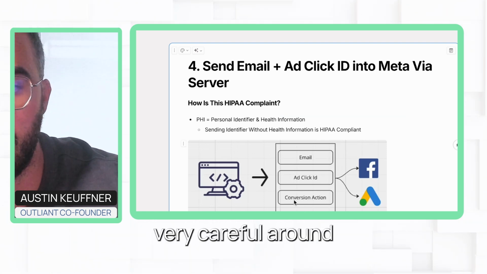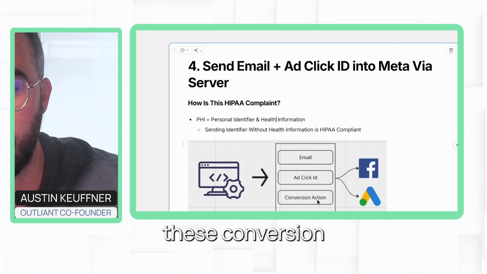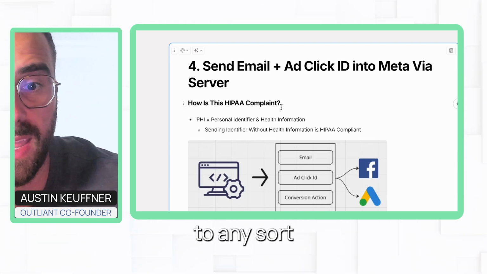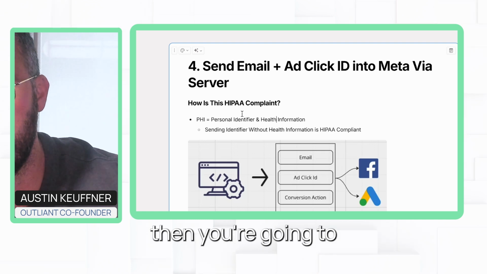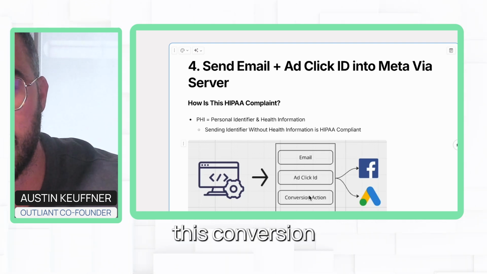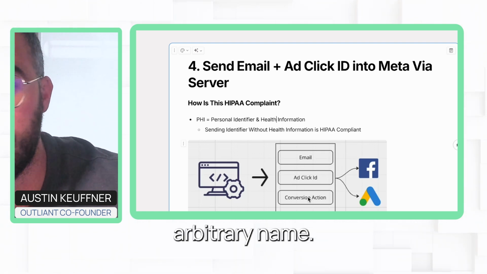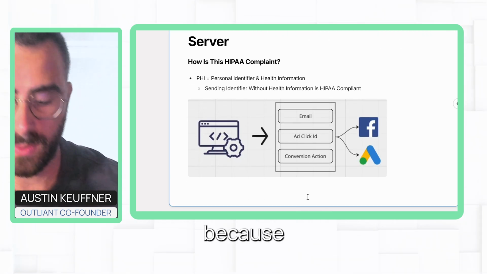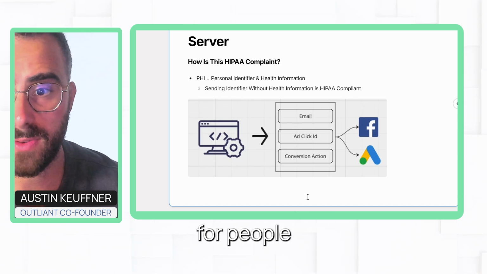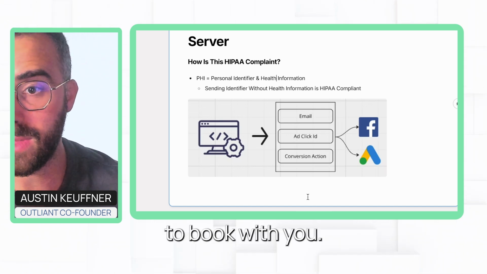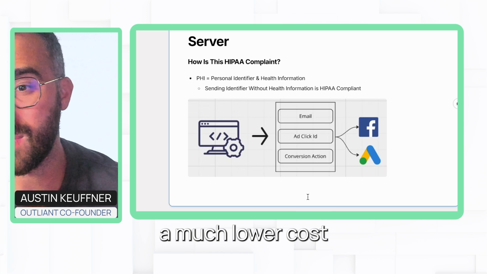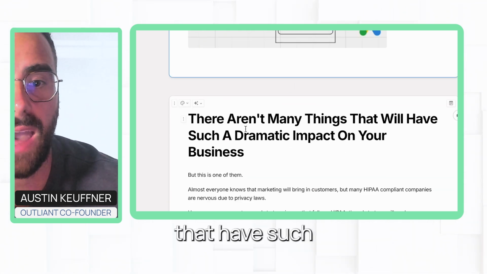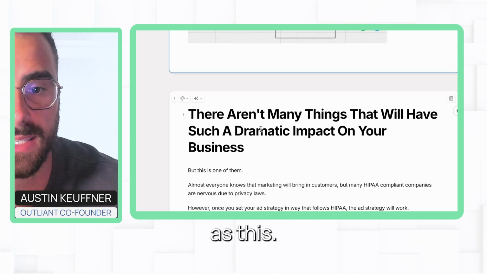So you have to be very careful around what you name these conversion actions, because if you name them something specific to any sort of health information, then you're going to be violating HIPAA. So you want to give this conversion action a somewhat arbitrary name. When you do this, you're going to have dramatic results because the algorithm is going to be able to optimize for people who are likely to book with you, and you're going to get a much lower cost per customer acquisition. In fact, there's not going to be many things that have such a dramatic impact on your business as this.